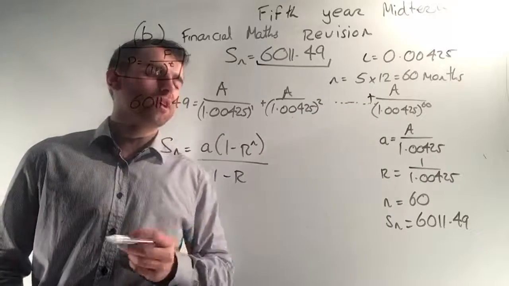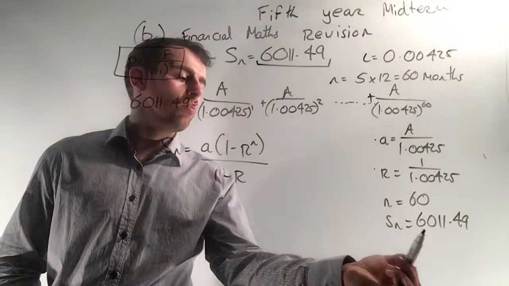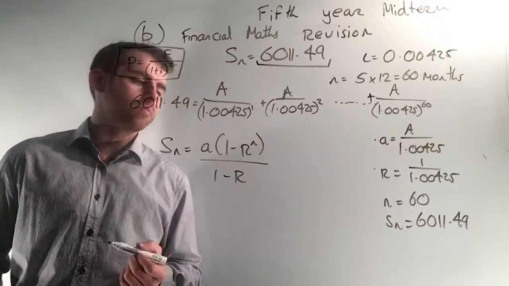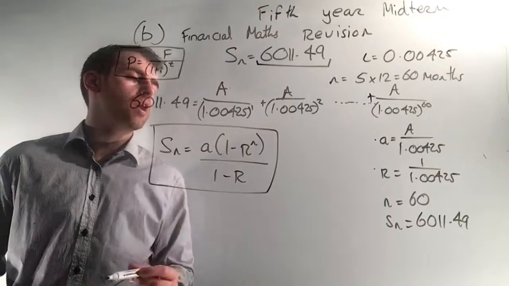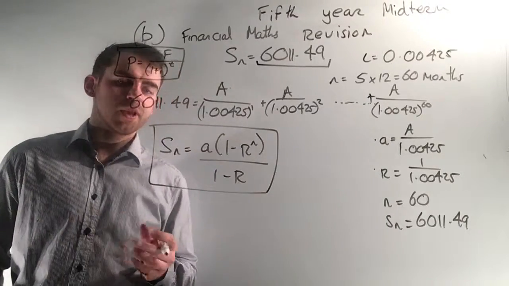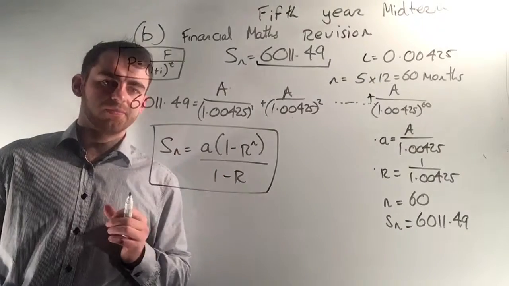Once I have my geometric series, I can work out my first term, my common ratio, I know my Sn, and I know the number of terms. Once I know all of these, I can just sub into the sum of a geometric series, and I should be able to work out my A. So if you didn't get a chance to do this, I want you to try that one now, and I'll do it on the next slide.